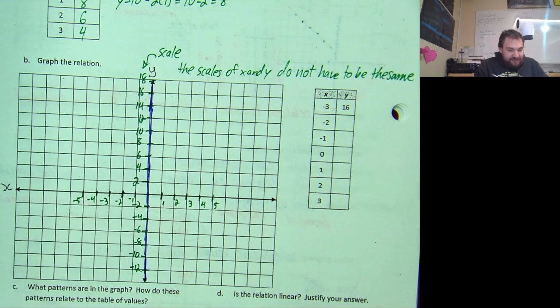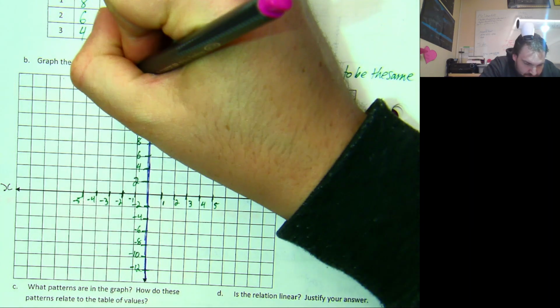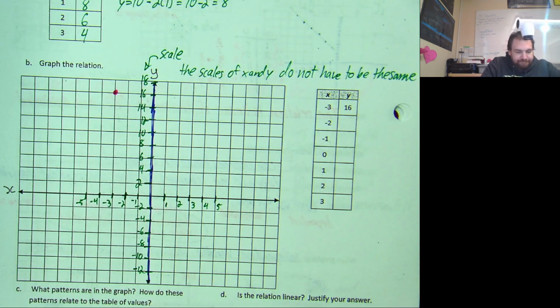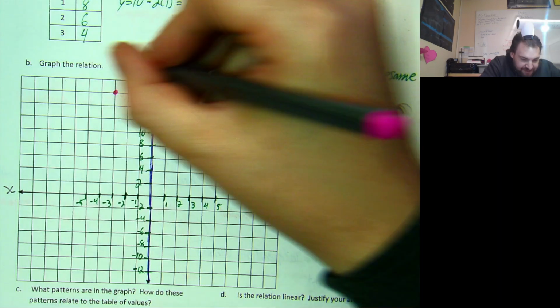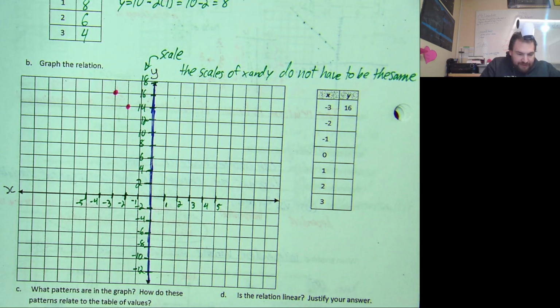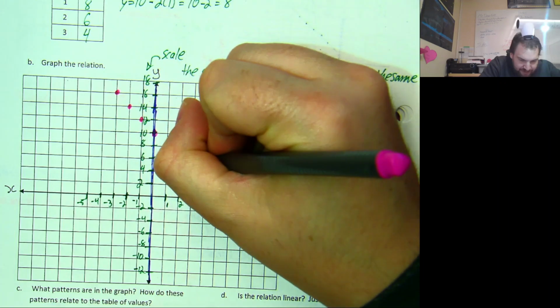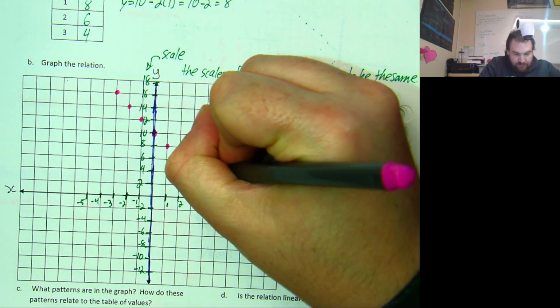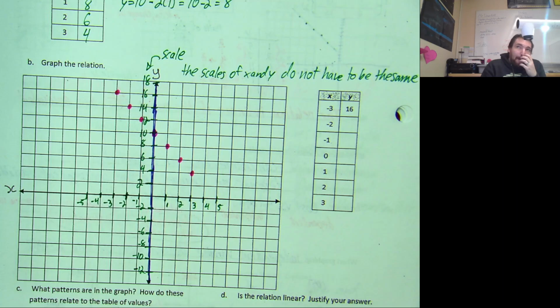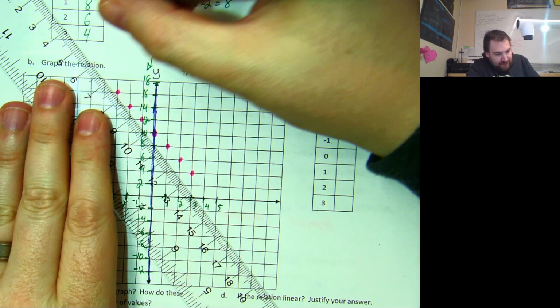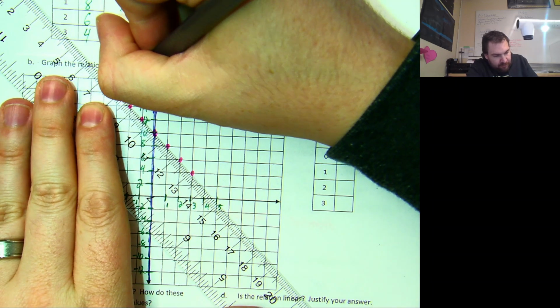I've got -3 and 16. That point's going to be right there. Or the point -2 and 14, that's going to be right there. Or -1 and 12 is going to be right there. 0 and 10 is going to be right there. 1 and 8, 2 and 6, 3 and 4. Is that thing linear? You bet it is. It better be, because I told you it was going to be.